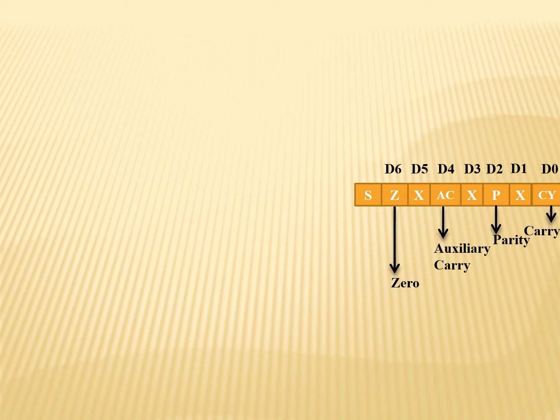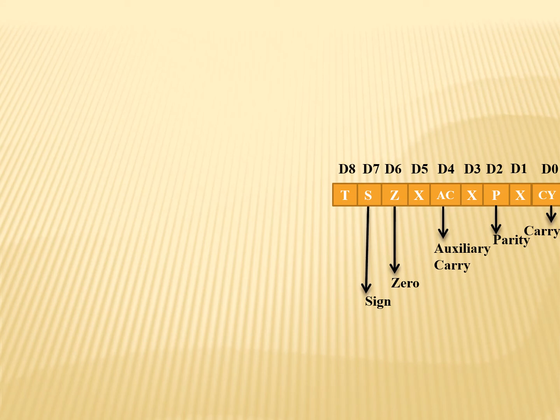Next comes the sign flag. As we know, after an arithmetic or logical operation, if the answer is negative, the flag is going to be set. If it is positive, the flag will be reset. It occupies the D7th bit. This bit we have already learnt in 8085.